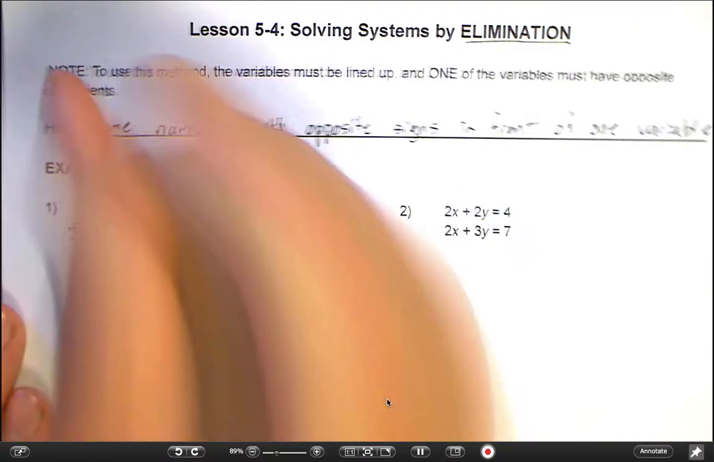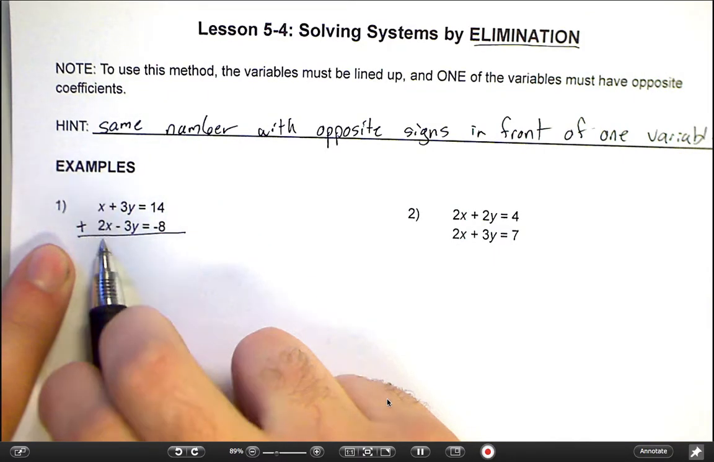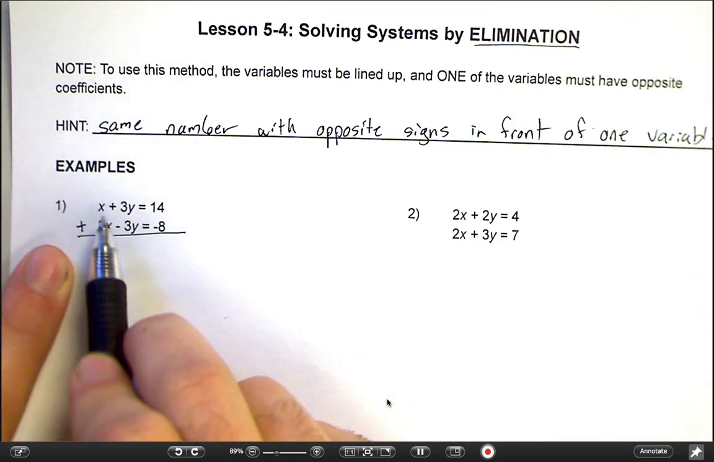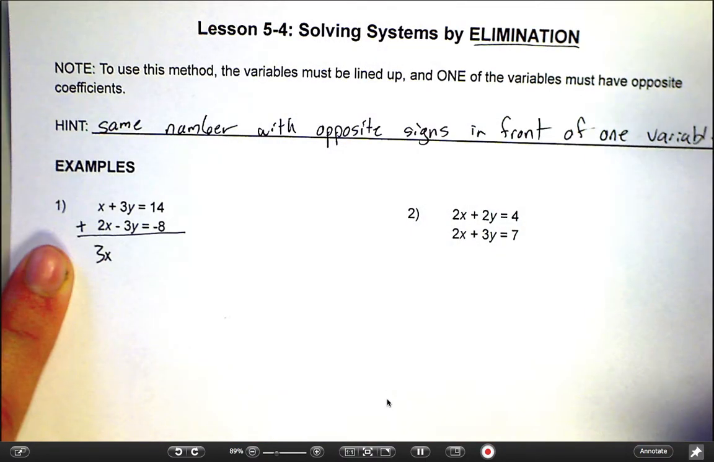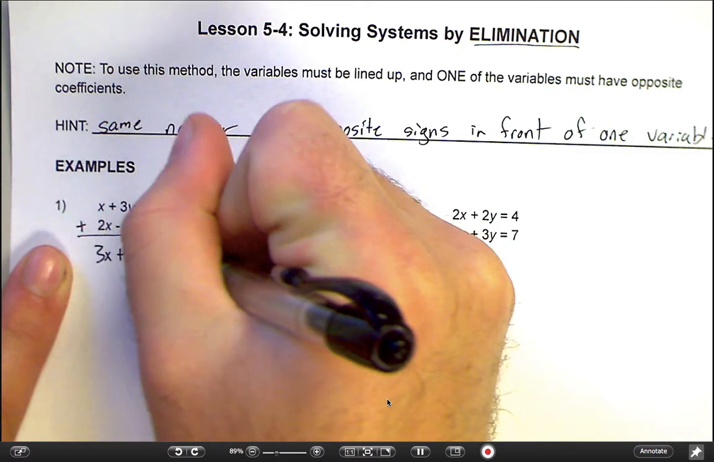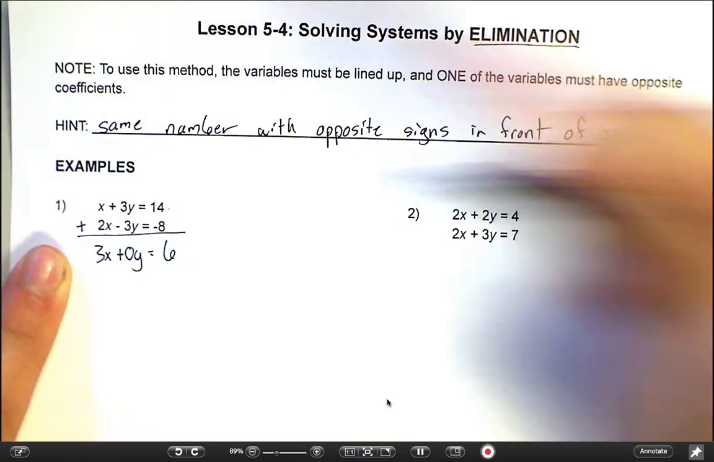When I add these equations together, what I'm really doing is adding them kind of like the old-fashioned way of doing addition that you learned all the way back in elementary school. I'm just adding straight down all of my columns with my variables. So I have an x plus a 2x, which is going to give me 3x. 3y plus negative 3y gives me a plus 0y. We'll talk about that more in just a second. And I have 14 plus a negative 8 gives me a positive 6.